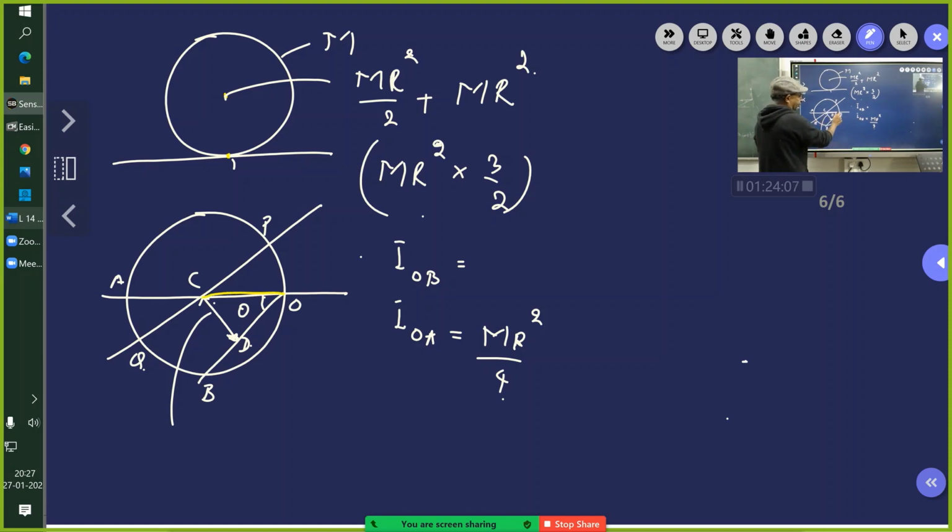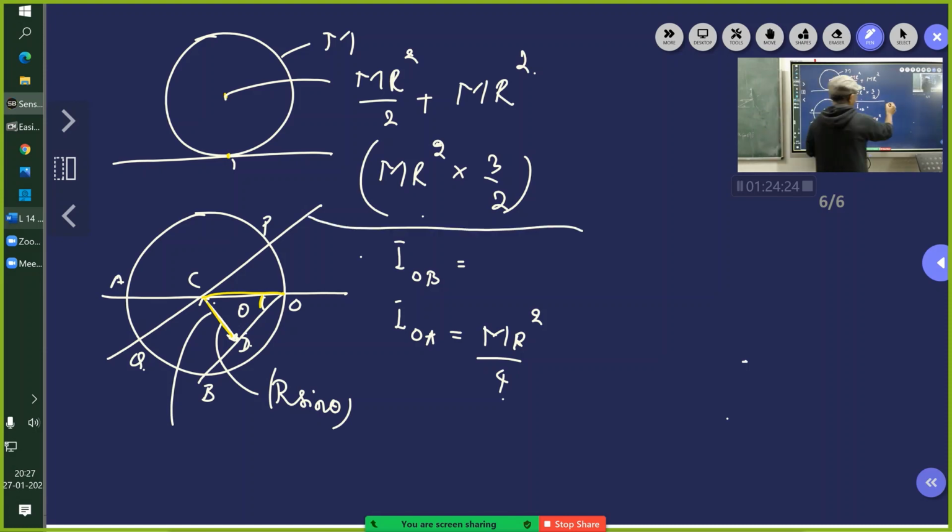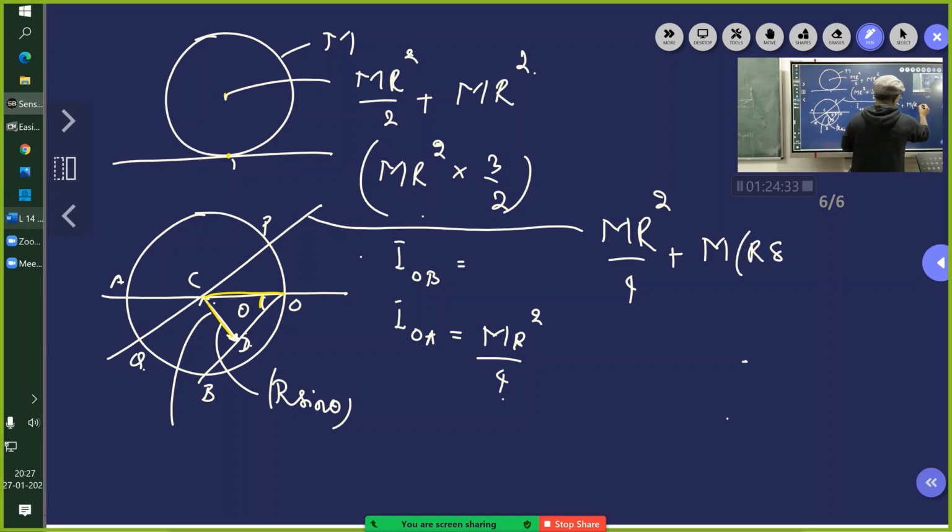This is the radius. So if this is the radius and this angle is theta, you can find out R sin theta. So R sin theta is the perpendicular distance of this from this. So along this radius, it is mr square by 4 plus m into the distance squared, and that distance will be R sin theta. Okay, that's it. Just draw the diagram. You will be able to get it.